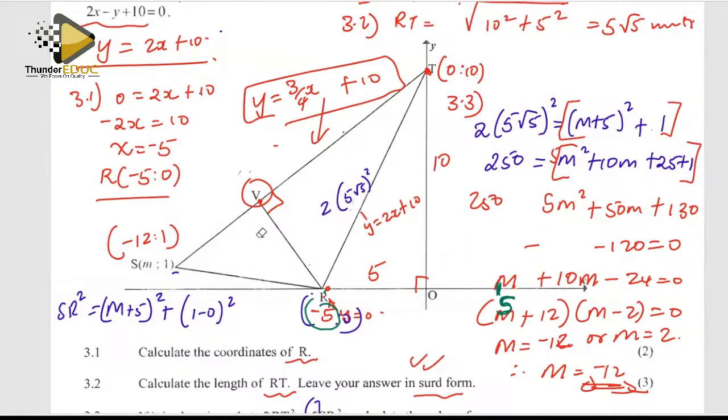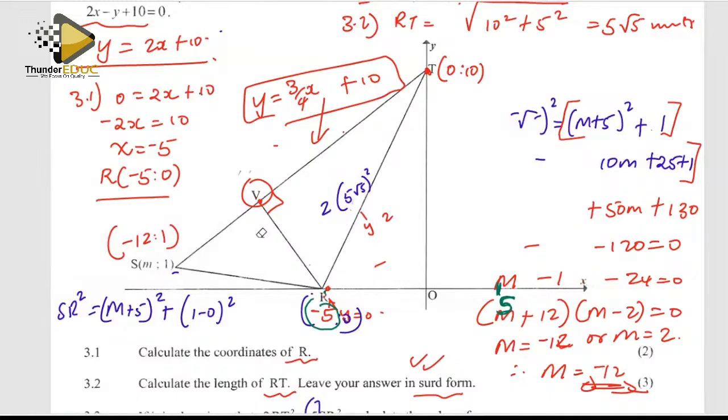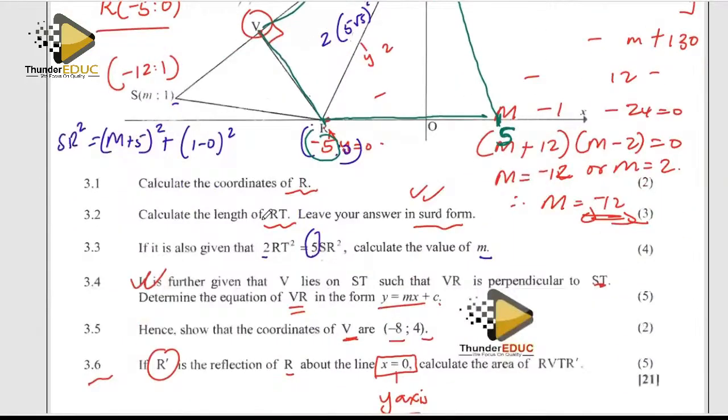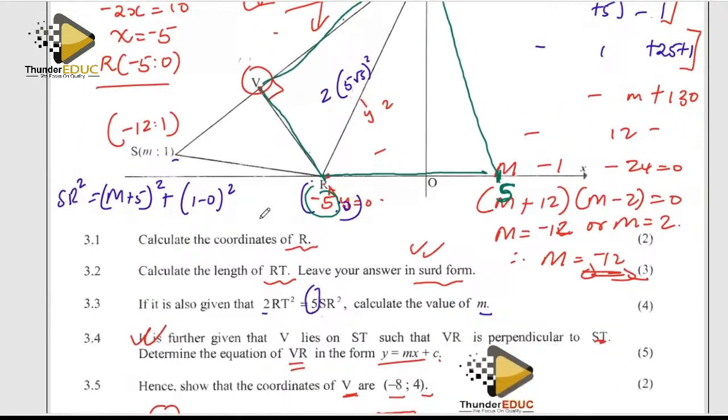So if it's +5, the question now wants us to determine the area. They want us to find the area of the quadrilateral, this T, that point, this, that, and there we go, something like that. They want us to find the area of that quadrilateral, for 5 marks.